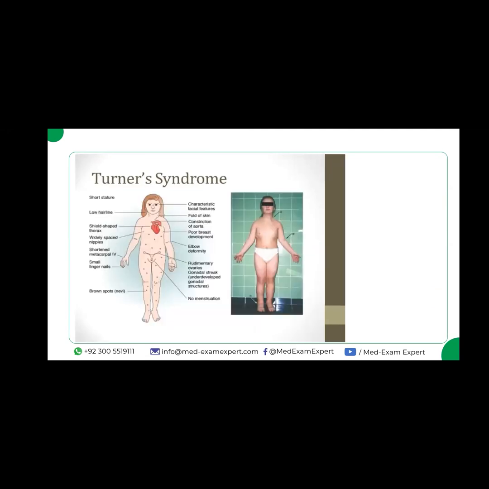So these diagrams show different features of Turner syndrome. You can see they have short stature, low hairline, shield-shaped thorax, widely spaced nipples, shortened metacarpal joints, small fingernails. Sometimes they have brown spots, which are called nevi, on different skin areas. And the most important feature is that these people have primary amenorrhea.